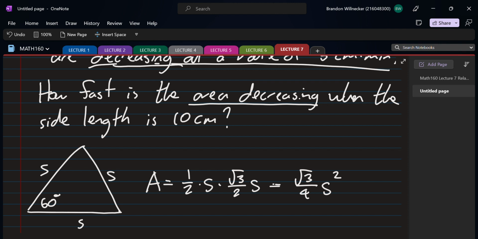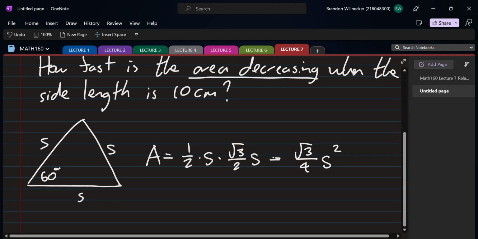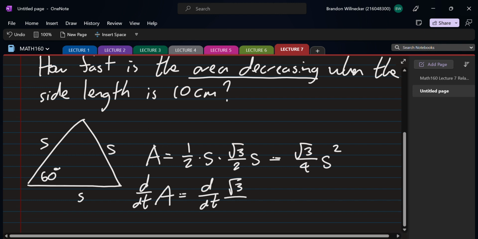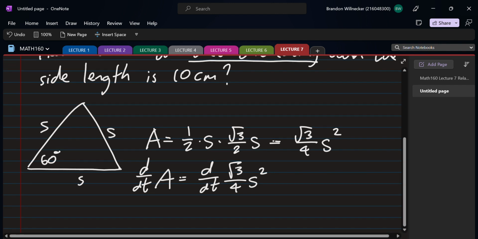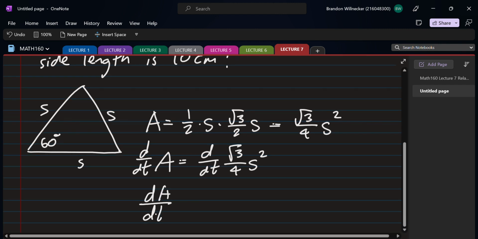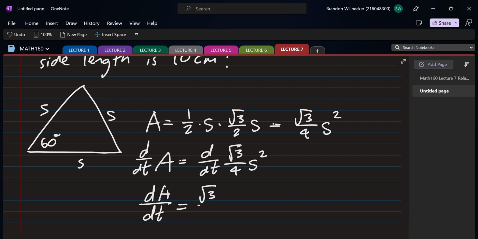Now we want to find the rates of change, so we need to do the time derivative on both sides. So d by dt of A is d by dt of root 3 over 4 S squared. Now A is a function of t, and S is also a function of t, so we're going to end up with dA by dt is equal to root 3 over 2 times S ds by dt, again, the chain rule.